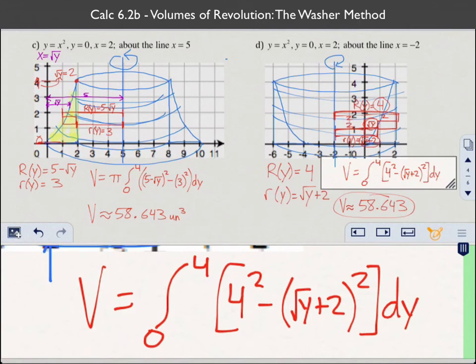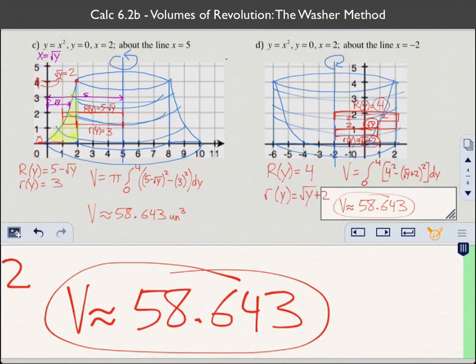Okay, here is your definite integral, again from 0 to 4. And you should have gotten about 58.643 cubic units. Alright, so that is using the washer method to find volumes of revolution.